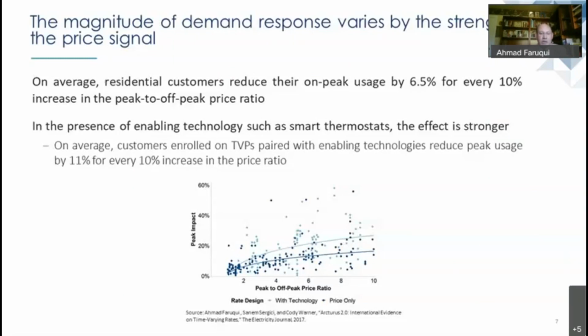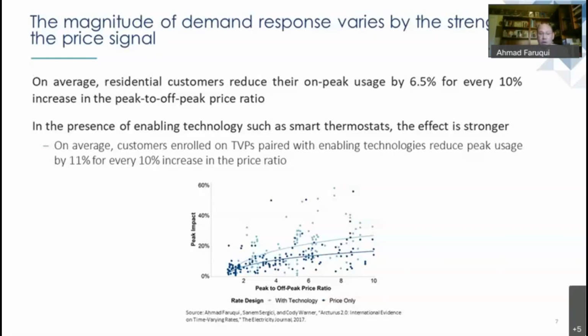And in our database, which we're calling Arcturus because it's like an arc, we have plotted on the horizontal axis the peak to off-peak price ratio offered by these different rates by different utilities in different jurisdictions. And on the vertical axis, we have plotted the reduction in peak. Of course, there's a scatter plot because there are a lot of factors here, but the data is rich enough to allow regression analysis to be carried out. And when we carried out that analysis, we find that there is definitely more of an impact on peak, the higher is the peak to off-peak price ratio.